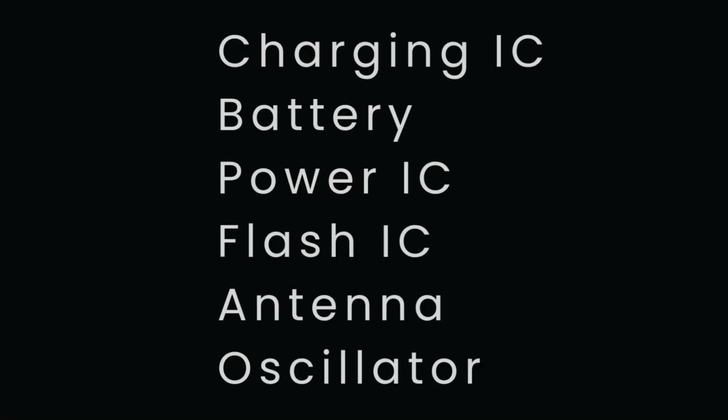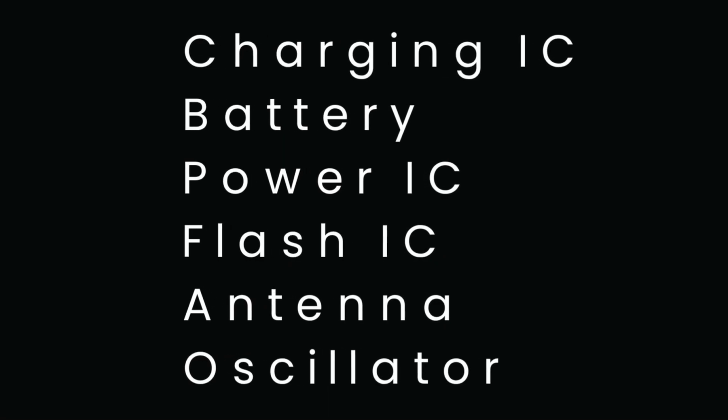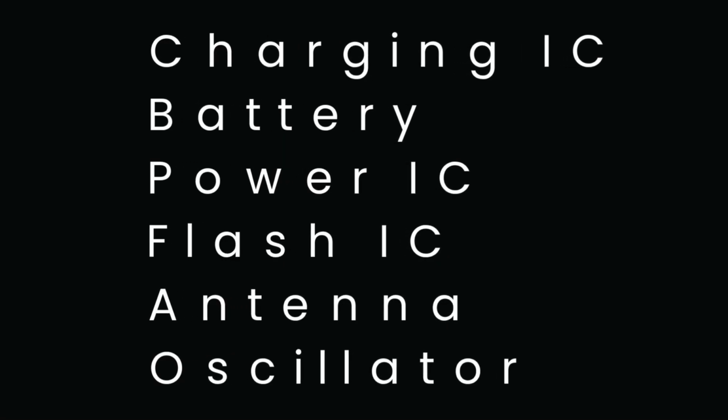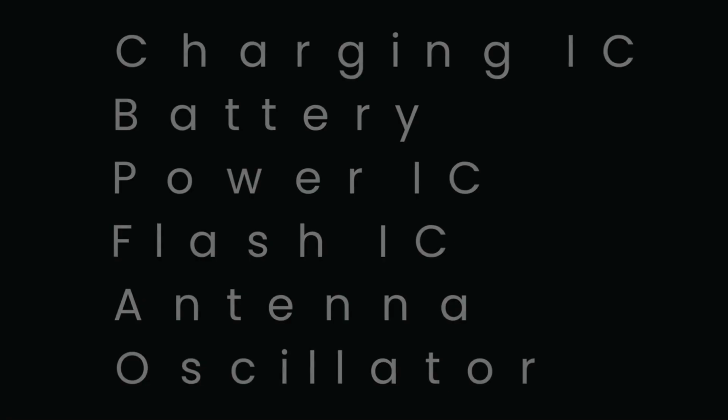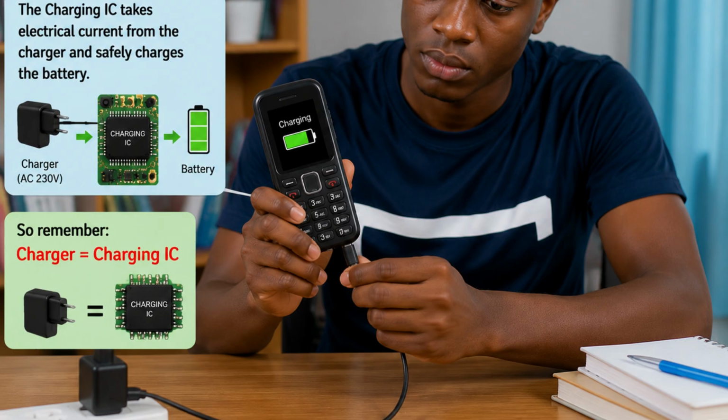Now that we have learned the external parts of a conventional mobile phone, I have another simple formula to help you remember the important internal parts. This time, imagine a short story about Emmanuel and his mobile phone. Let's begin. One day, Emmanuel's phone battery became low. So, Emmanuel plugged his phone into the charger.